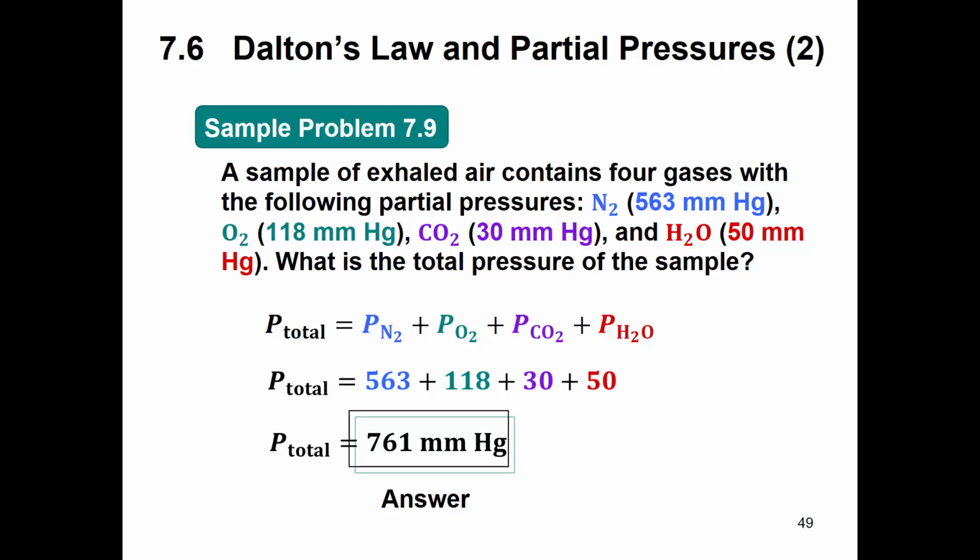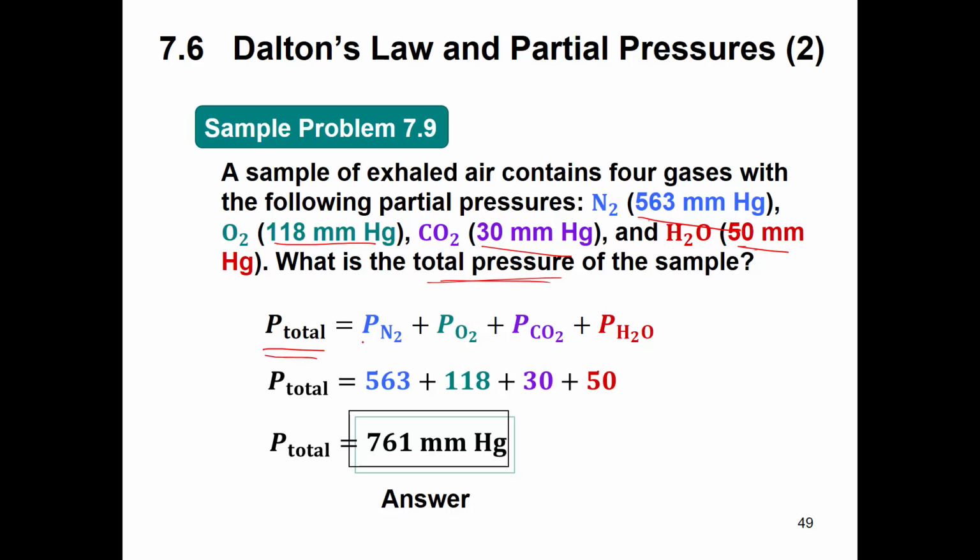So you've got a sample of exhaled air containing four gases with the following partial pressures. The only thing you've got to make sure is that they're all in the same units, all right? So you've got N2, which is 563. You've got O2, which is 118. These are all in millimeters of mercury. CO2, 30, and H2O, 50. What is the total pressure?